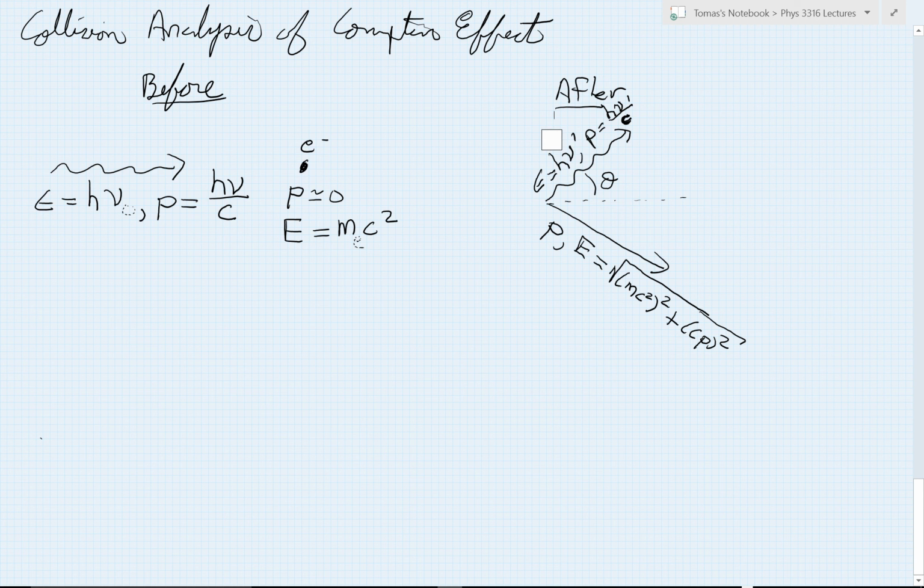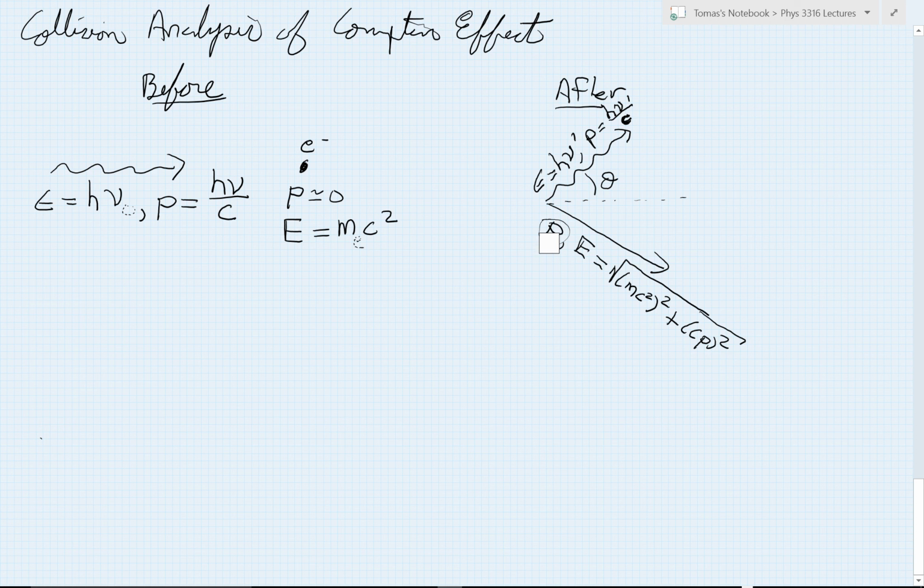Nu prime is, in some sense, an unknown, but that's what we're going to be trying to solve for. There's only one other unknown variable in here, and that is the magnitude of the recoil momentum of my electron, because I also know the outgoing angle theta. So there's really only one extra unknown, and our job will be to eliminate this extra unknown, the magnitude of the momentum of this electron.